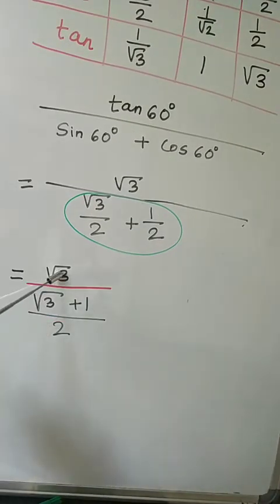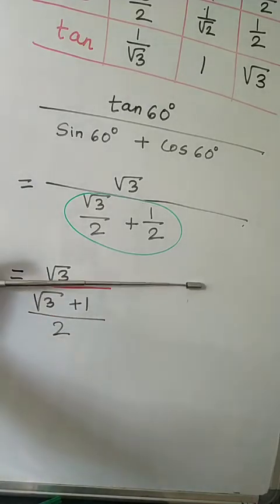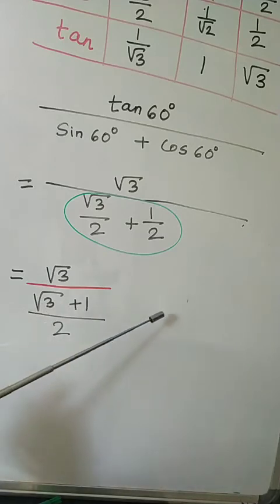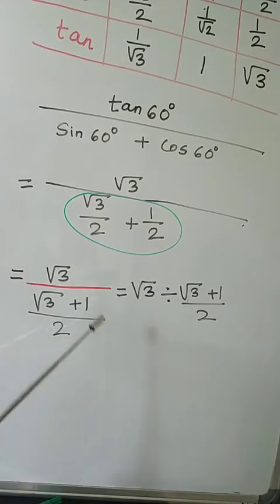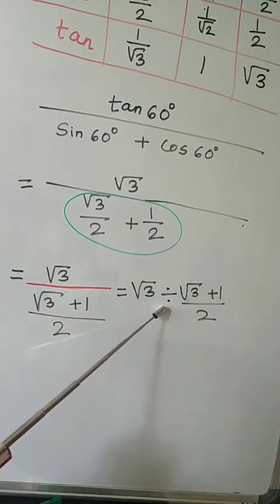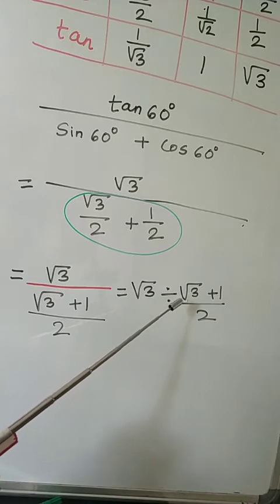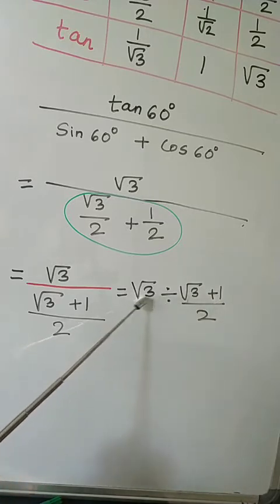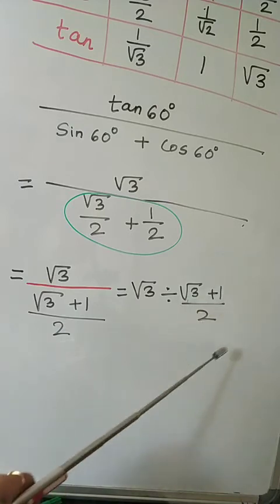So root 3 upon root 3 plus 1 upon 2. This upon means the division sign. So root 3 divided by root 3 plus 1 upon 2. Let's write it over here. So observe, instead of upon we have put the division sign because that's what it means. Root 3 plus 1 upon 2. So root 3 divided by root 3 plus 1 upon 2.